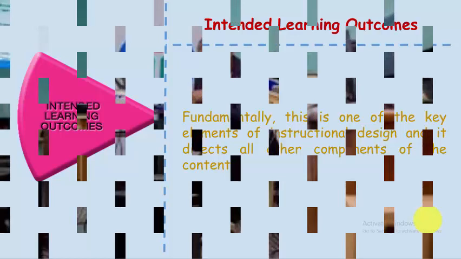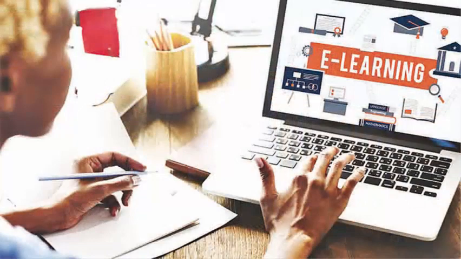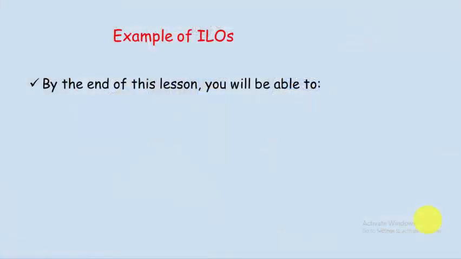Your course content is only meaningful when you are able to indicate specific knowledge and competencies your students need to acquire at the end of the instruction. Be sure that the intended learning outcomes are stated in measurable terms that will lead to the acquisition of knowledge and skills. An example of the intended learning outcomes could look like this.